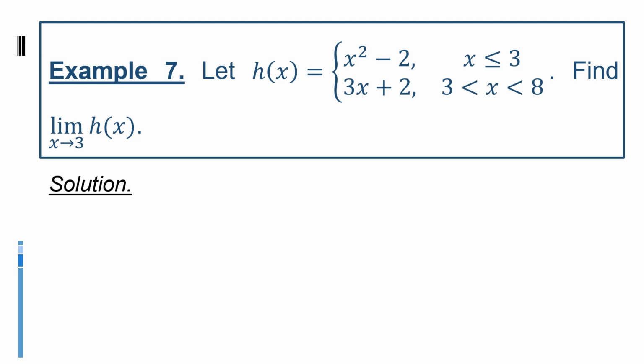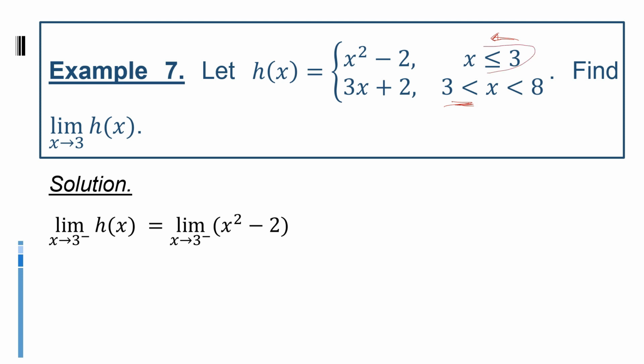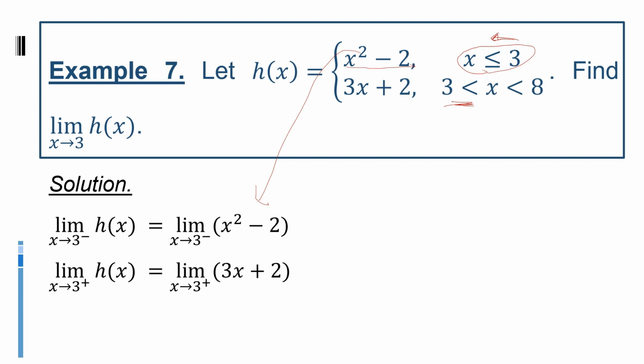So, since this is a piecewise function, tapos yung 3 natin is nahati into 2, and the values of x near 3 ay nahati sa dalawa. Ito yung less than 3, ito yung greater than 3. So, checking the left and the right-hand limit, the limit as x approaches 3 from the left of h of x is equal to, since ito yung mga values na less than 3, we will use x squared minus 2 para sa h of x. So we have the limit as x approaches 3 from the left of x squared minus 2.